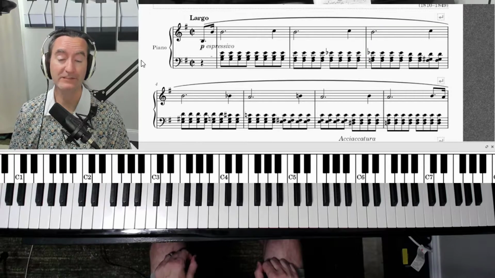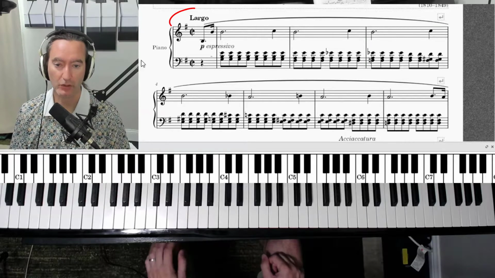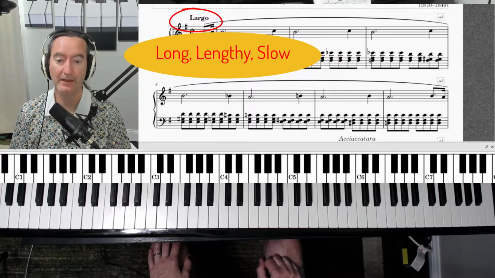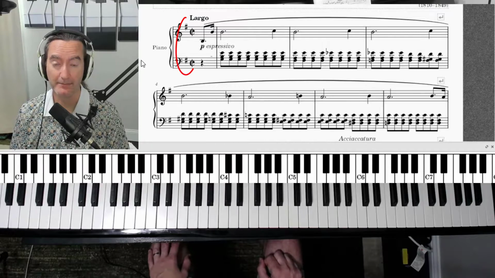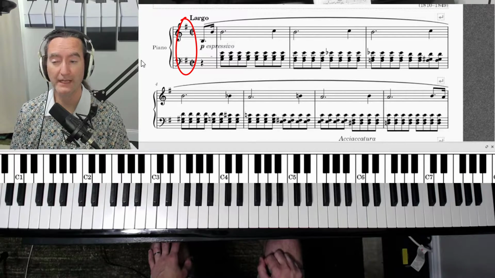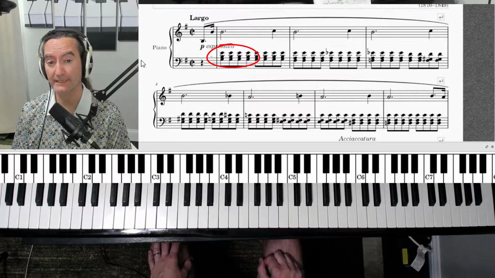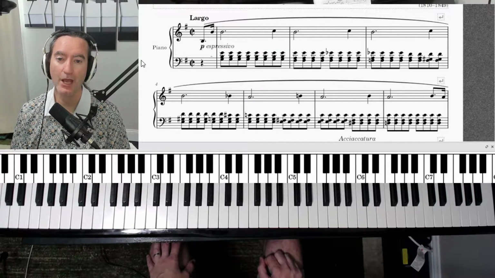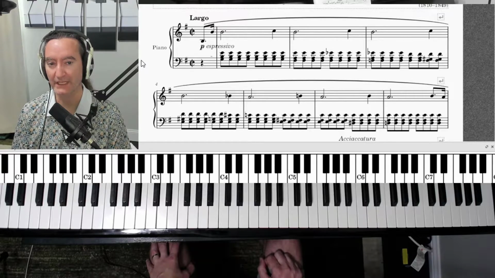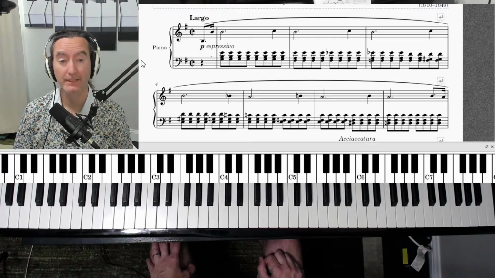So, things to look at. Largo. Largo means slow. We have one sharp. I've already said we're in the key of E minor. That is the key of E minor. How do we know that? We look at the first and last chord of the piece to see if they match. If they're both the same chord and they match with the key signature, then that's usually going to be your key.